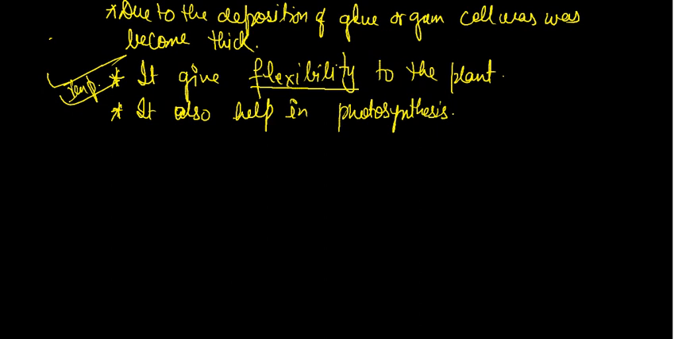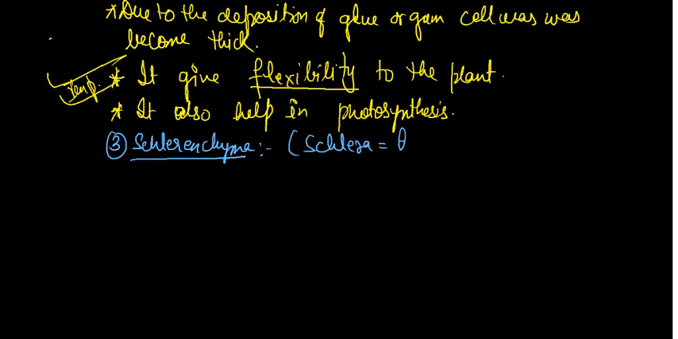sclerenchyma. First you just know the name. Sclera is equal to hard, and enchyma is equal to infusion or tissue. So first we know about the diagram. If the diagram is a little bit difficult, first thing we always remember, be focused on the diagram.